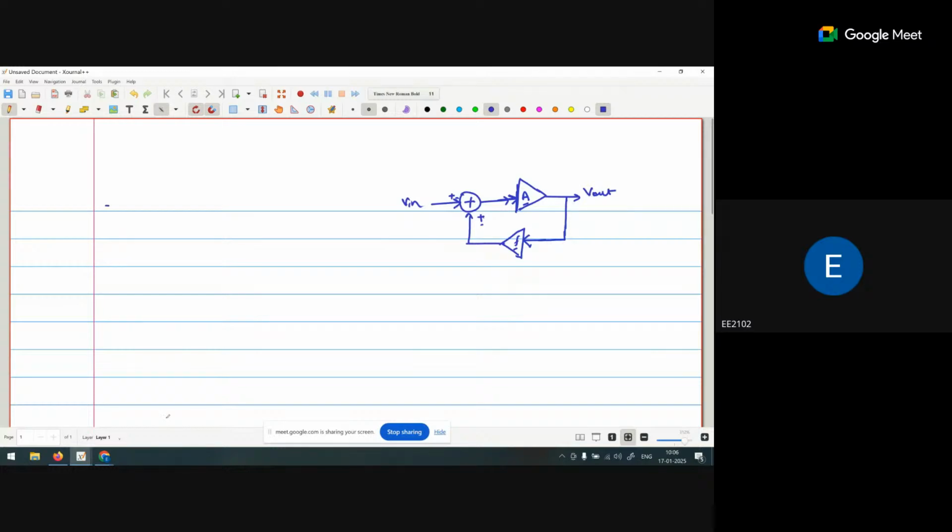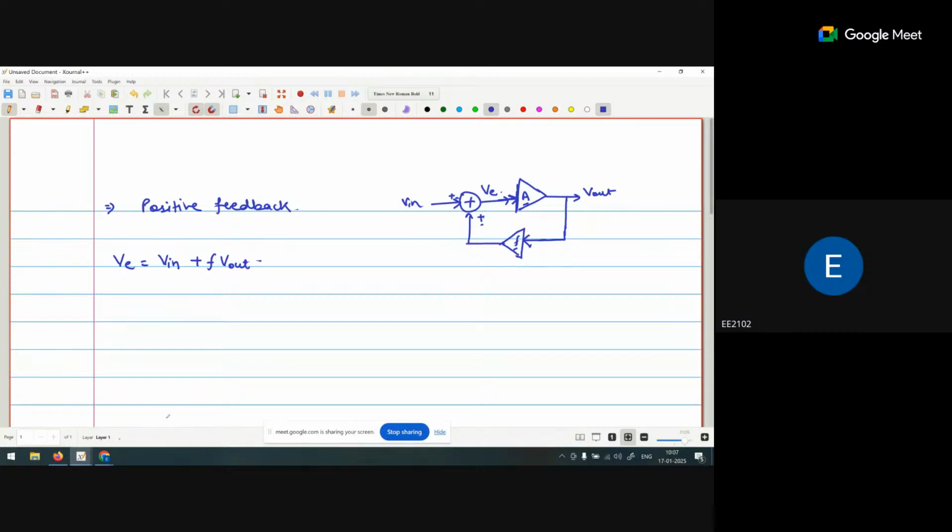So which type of feedback is that? This is the positive feedback. Now the addition of the feedback signal as well as the V in creates the error signal. So what is the value? VE is equal to V in plus F times V out.